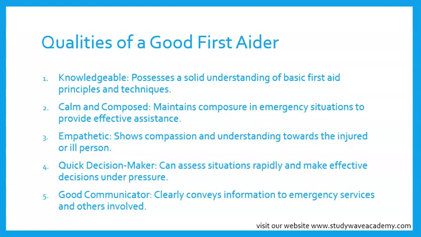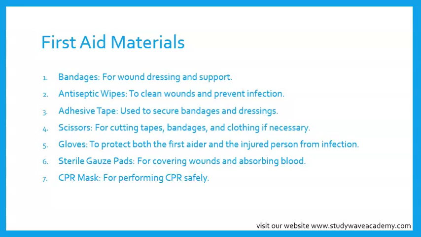Good. So we're going to be looking at first aid materials. One, bandages for wound dressing and support. Bandages are for covering and supporting wounds. Antiseptic wipes to clean wounds and prevent infection. Antiseptic wipes are used to clean wounds. Adhesive tape used to secure bandages and dressings. So the adhesive tape is used for securing bandages.